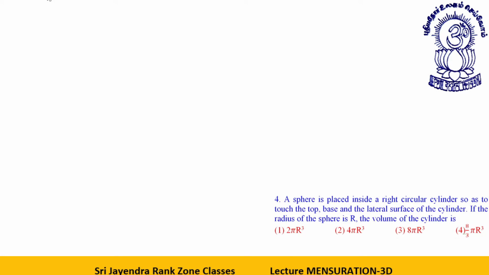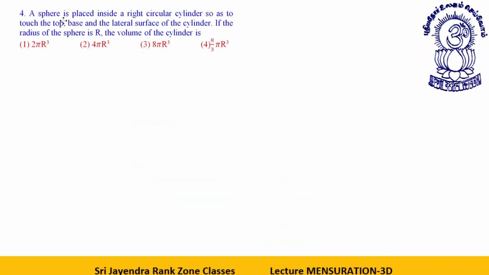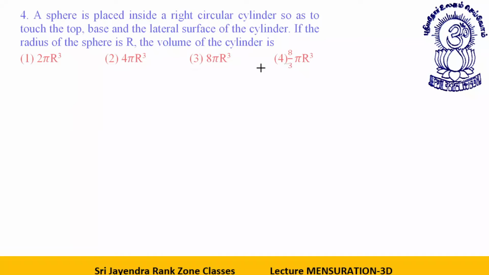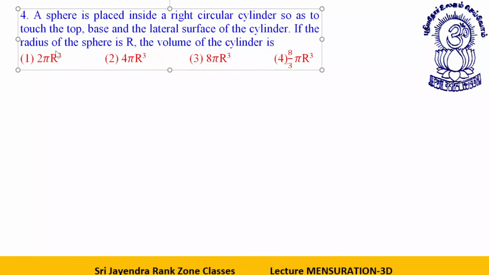A sphere is placed inside a right circular cylinder so as to touch the top base and the lateral surface of the cylinder. If the radius of the sphere is r, the volume of the cylinder is, students, directly we know the logic. The ratio of volume of cylinder to volume of sphere is 3 is to 2. Or you have to find the volume of the cylinder.